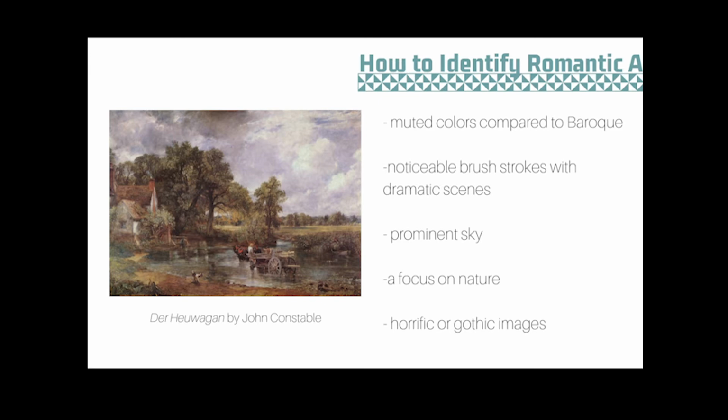Okay, now let's go through some tips on how to quickly identify romantic artwork. If we look at some of the colors in romantic art, they're definitely more muted compared to Baroque art. We also see noticeable brushstrokes with dramatic scenes, especially when it comes to skies and nature scenes. There's also a prominent sky, so oftentimes you'll see romantic art with the sky taking up most of the image, which is definitely a really big sign that it's a romantic piece.